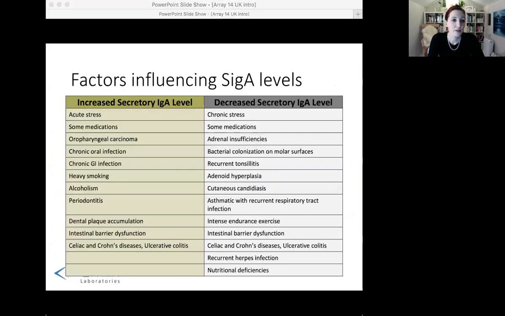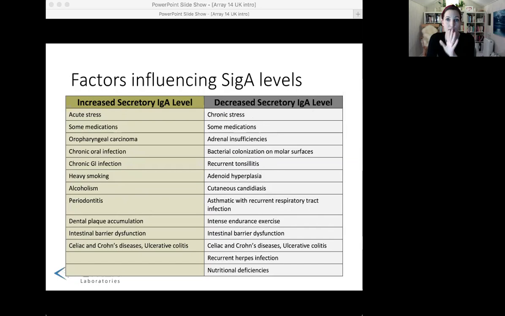So I've included for you some factors that influence secretory IgA levels. Again, this will help you with your clinical decision making. If secretory IgA is decreased, then you need to be thinking about why that might be occurring. And if it's increased, then you need to be thinking about and potentially investigating why that might be occurring. I've provided you with this list, which is available in the Cyrex literature as well.